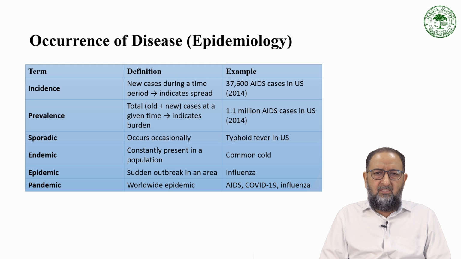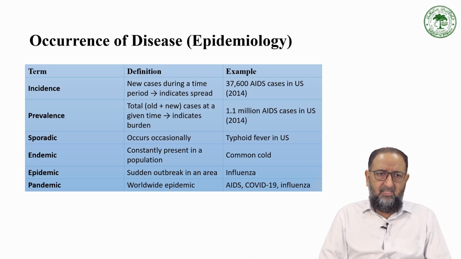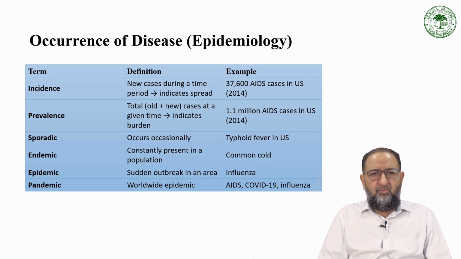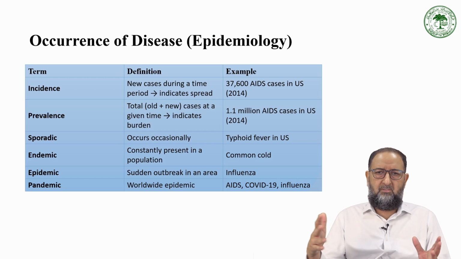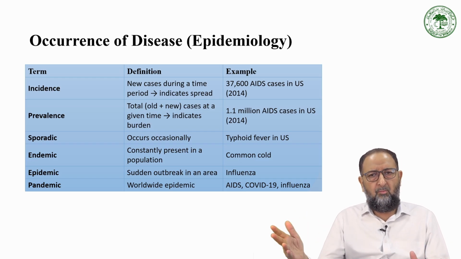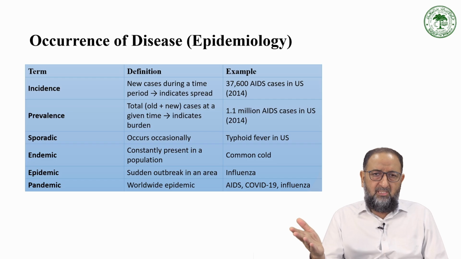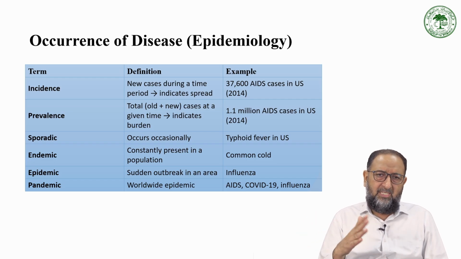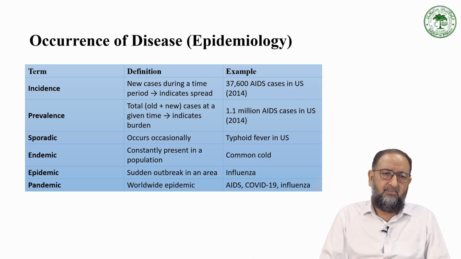Occurrence of disease is called epidemiology. How do you understand the epidemiology of a disease? Epidemiology of a disease means how the disease is spreading, whether it is spreading across the region, the community, or the globe, how much of the population is being affected, and whether a single type of organism is responsible for that disease, as according to the Koch postulate.